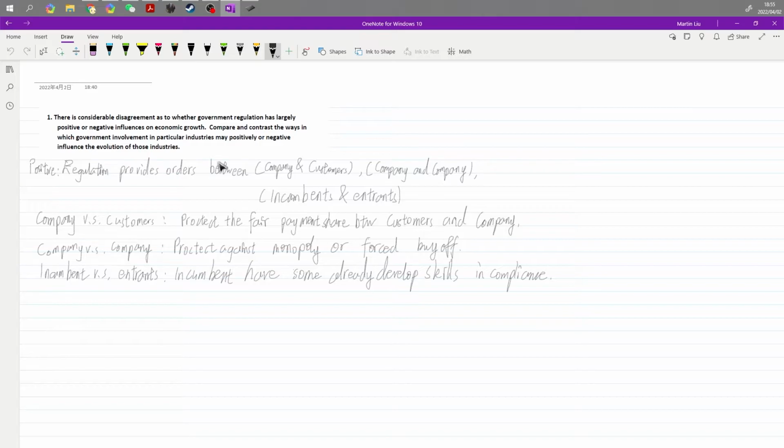And furthermore, incumbents could also have influence on the government. Incumbents could influence the decision, the regulation maker, and vote for regulation in favor of their interests.